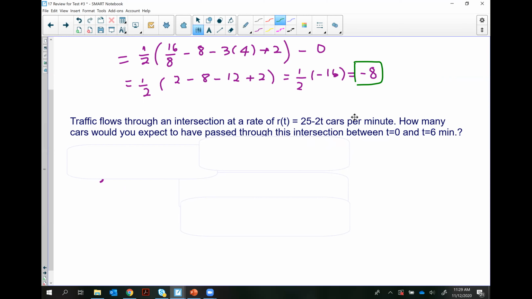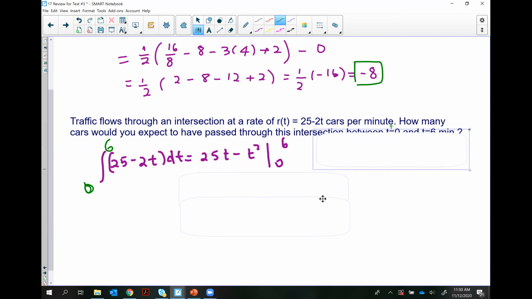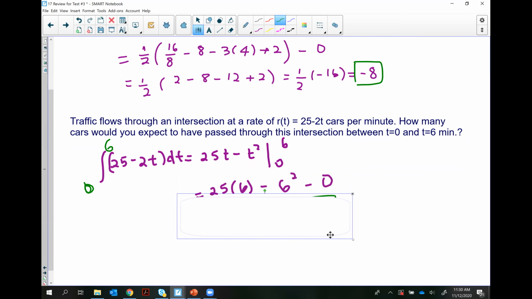So it's important to read the question. Notice that there's a rate. They can use the word rate. They can give you cars per minute or liters per minute, then you know they give you the rate of change. That's this kind of situation when you're going to integrate to find total change, total number of cars or liquid that accumulated in a container. So we integrate the function, and we're going to do that from 0 to 6. 25t minus t squared, 0 to 6, and that will give us the total number of cars that have passed through that intersection. And the answer is 114, and in this situation it will be cars, total number of cars.